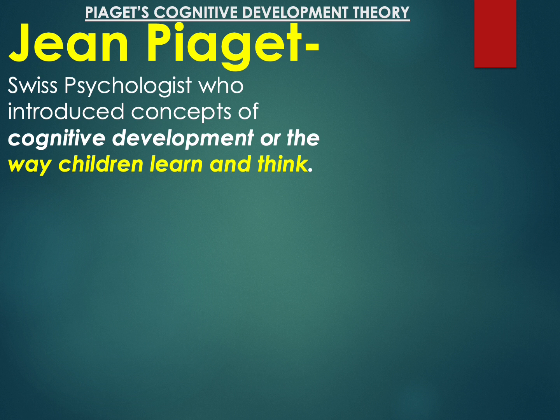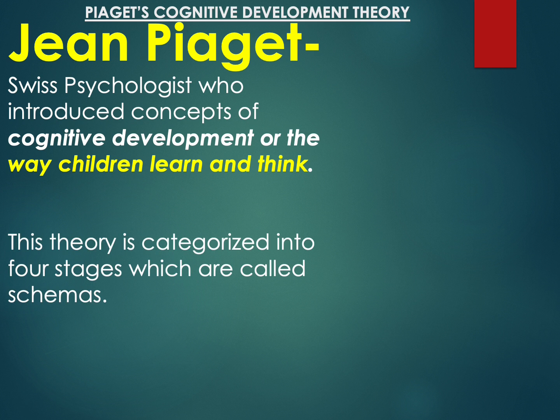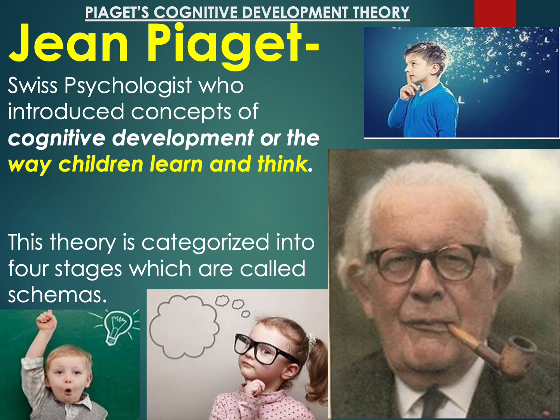So basically, the cognitive development theory is a theory which is focused on how an individual becomes more intellectual or intelligent in nature, because it is focused on how children learn and think. This theory is categorized into 4 stages, which are called schema. So that's how Jean Piaget looks like, and again, he is the proponent of Piaget's cognitive development theory.